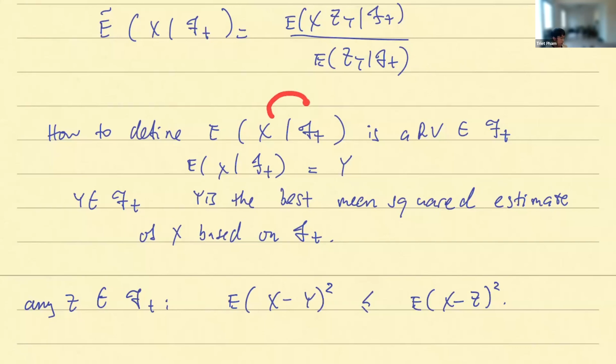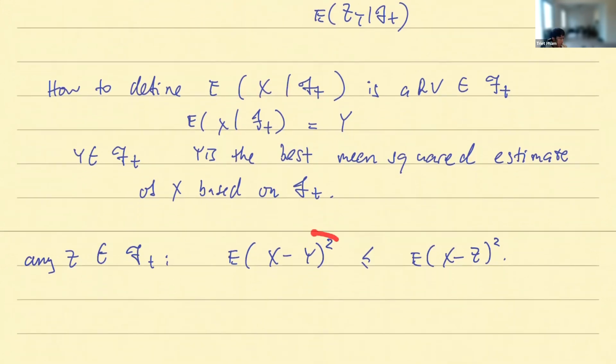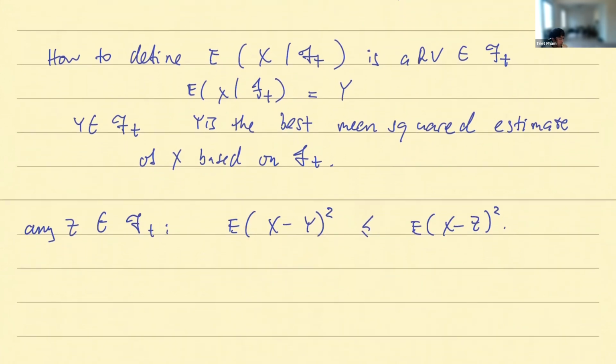So it's literally a projection of this random variable onto this filtration, this sigma algebra. This is a square inside the expectation, so this is the mean square error of the estimate. So this is a residual sum of squares kind of thing. Now to make it more concrete, because maybe you are not used to sigma algebra.